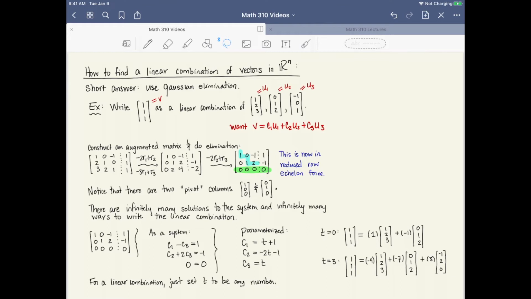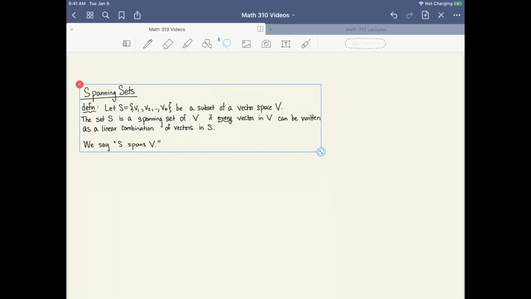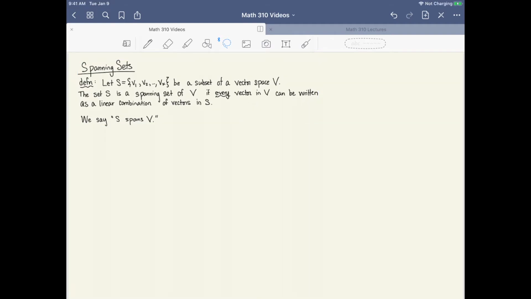So this process is really well established when you're dealing with vectors in Rn. Let's give another related definition now, and that's going to be the definition of a spanning set. A spanning set is a set S of vectors v1, v2 through vk that are a subset of a vector space V. The set S is a spanning set if every vector in V can be written as a linear combination of vectors in S. And what we say is that this set S spans V.